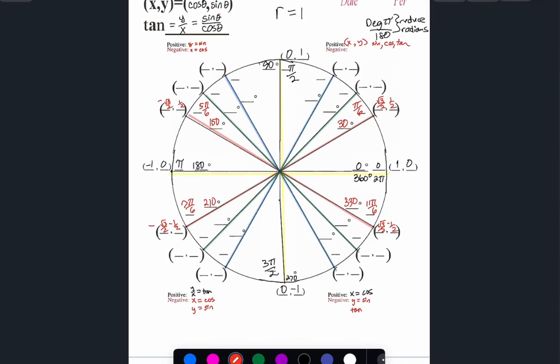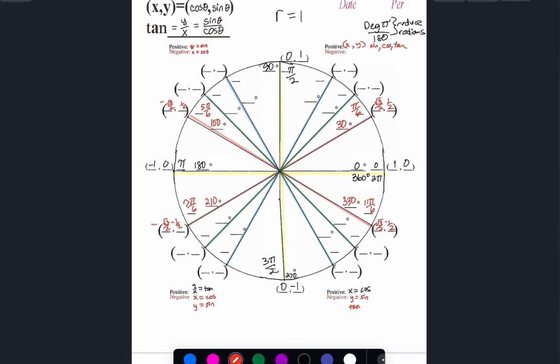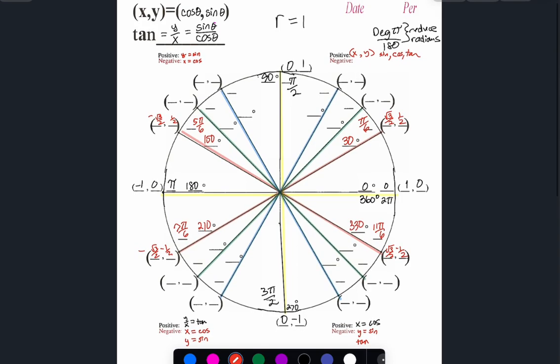Okay, so, and I'll post this video because you're going to want to do it and build it again and again until you get it in there. Okay, so those are the 30s. Our 30s are always related to square root of 3 over 2, and their denominators in the radians are always over 6. That's why 150 is over 6, 210 is over 6, 330 is 11 pi over 6.